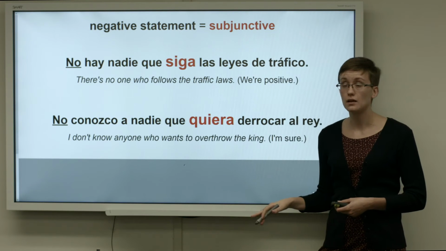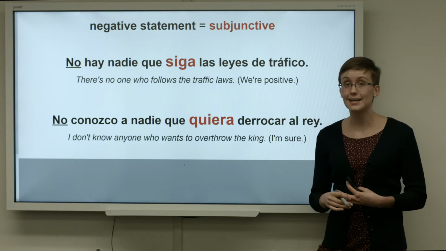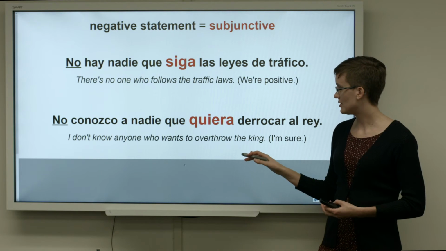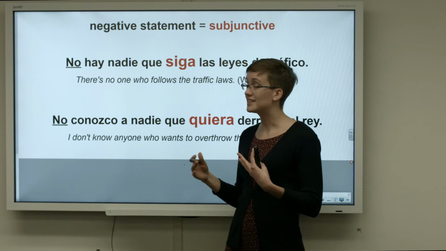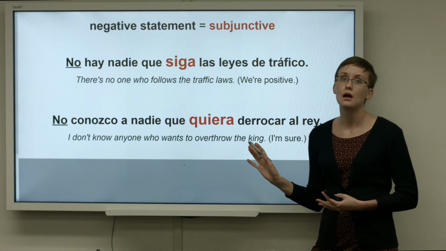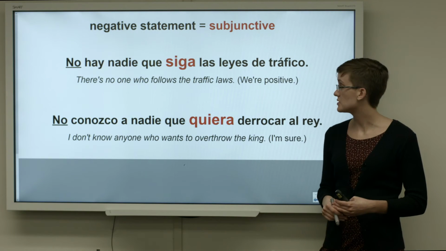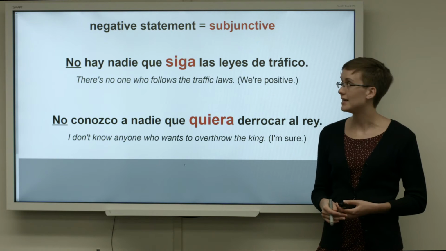In the same way, in this sentence, no conozco a nadie que quiera derrocar al rey. I don't know anyone who wants to overthrow the king. This is a negative statement. I'm saying it for certain that I do not know anyone who wants to overthrow the king. So I'm going to use the subjunctive quiera and not the indicative quiere.